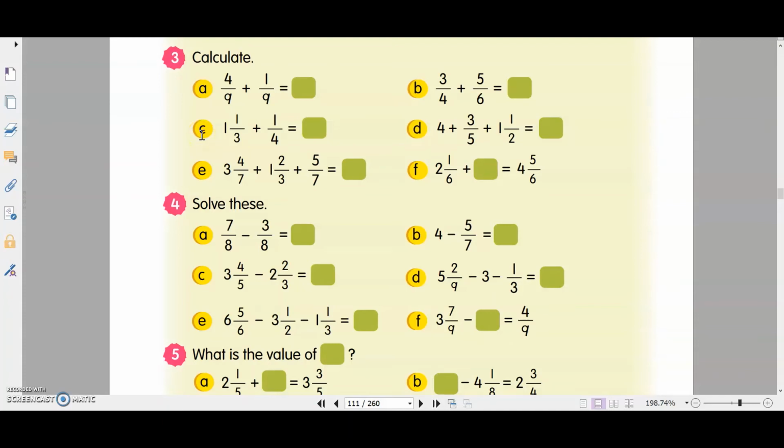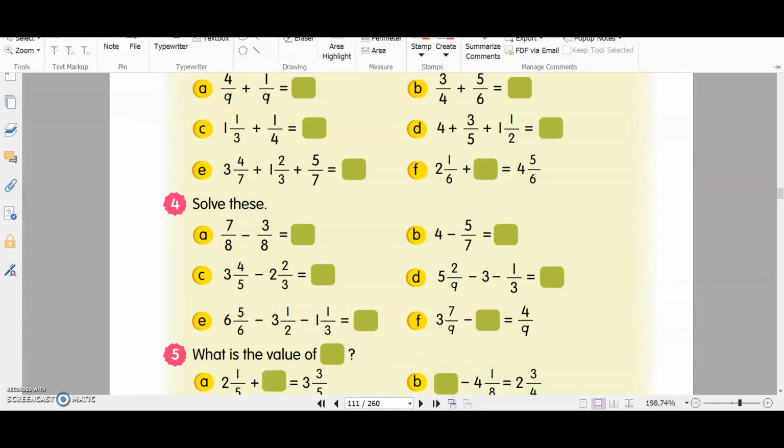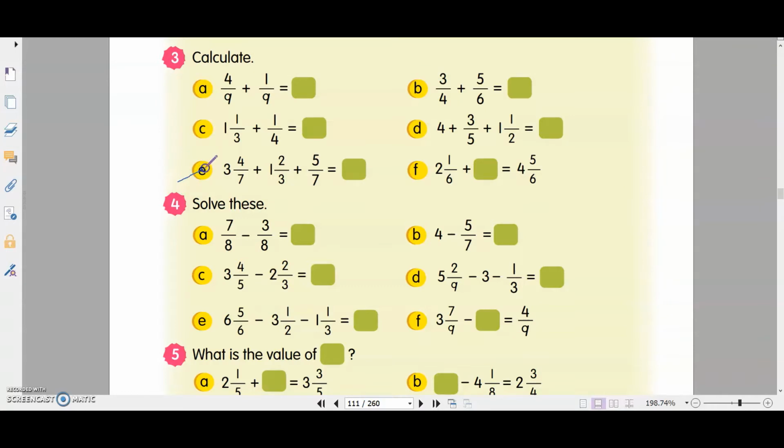Hey, hi everyone. Okay, today we'll continue with our revision on fractions. Okay, let's look at question 3e.